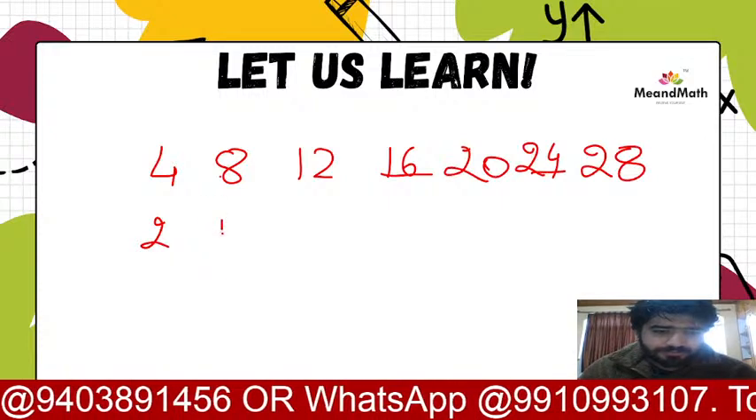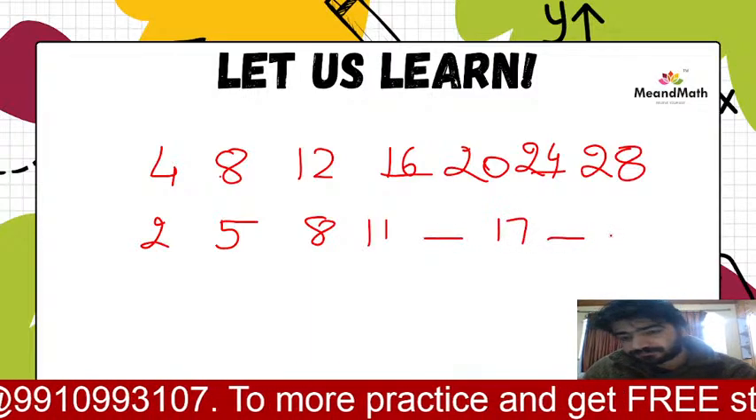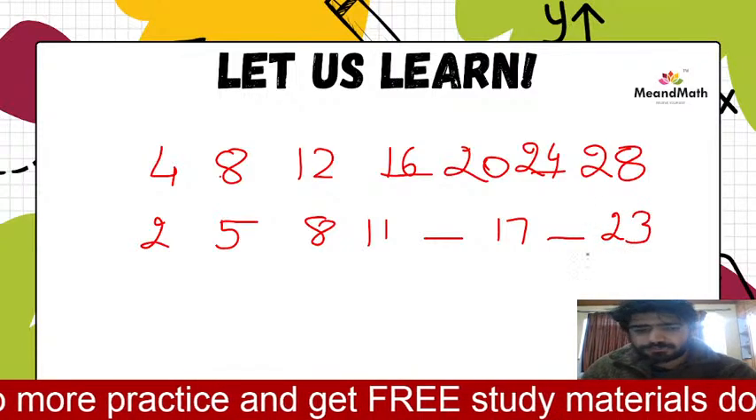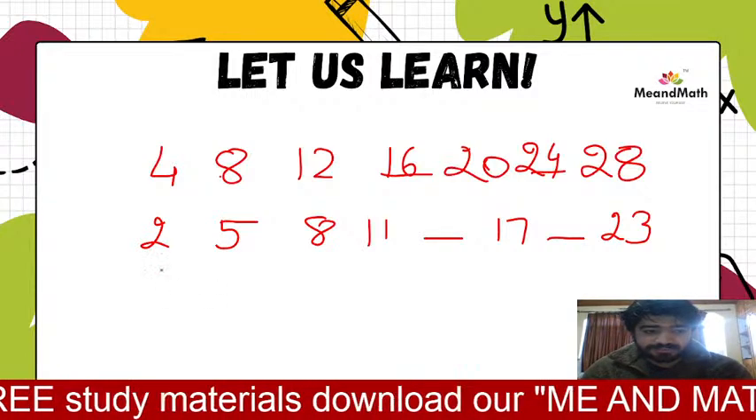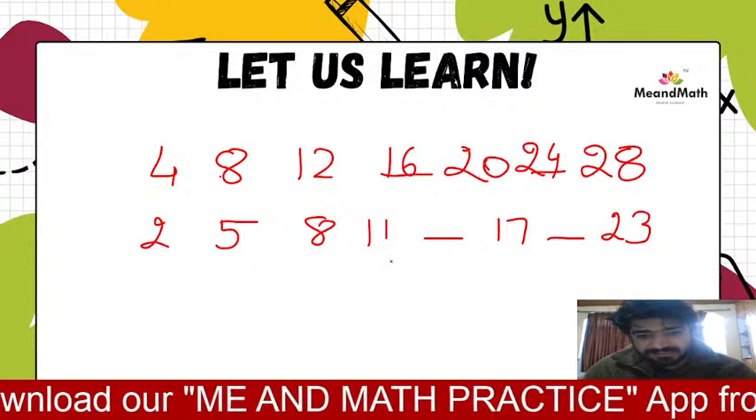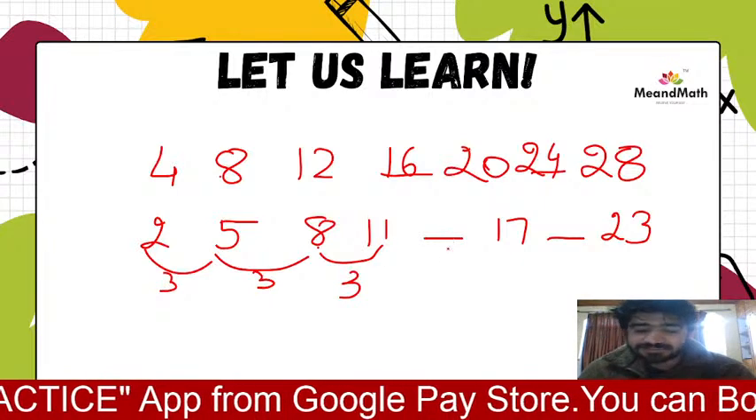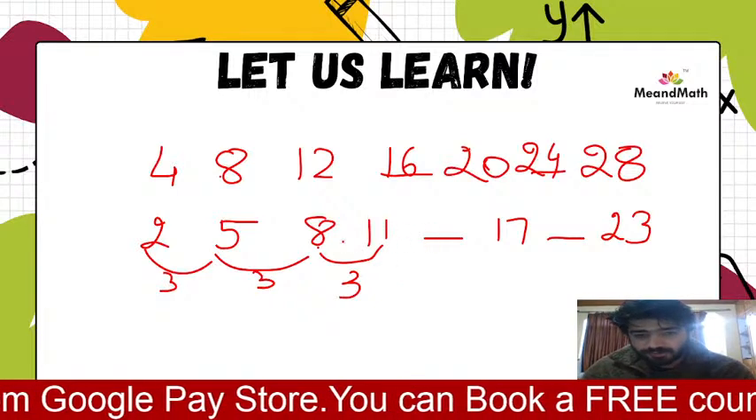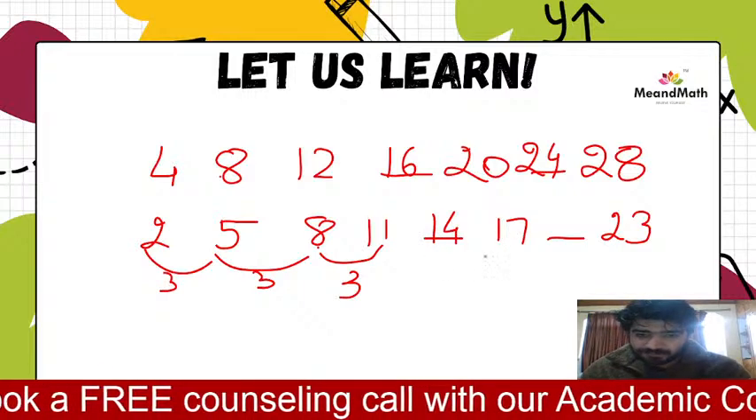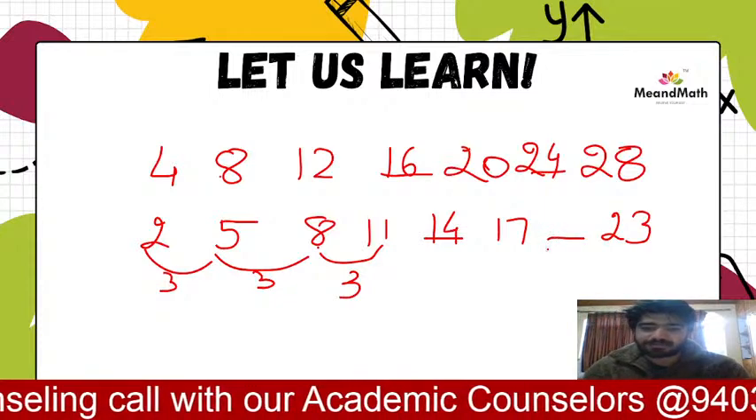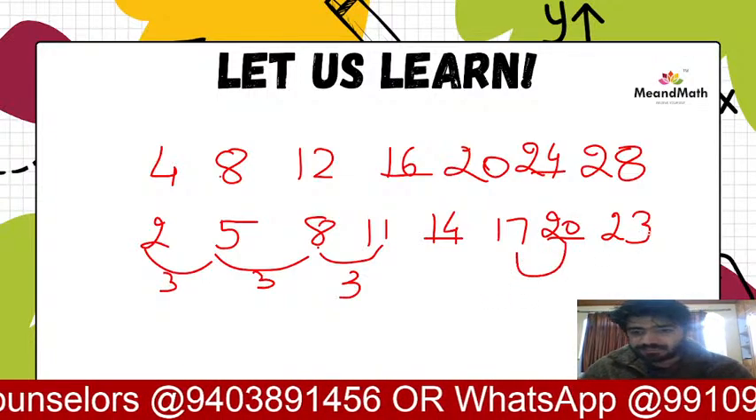Similarly, if there is a pattern like 2, 5, 8, 11, then a blank, then 17, then a blank, then 23. Now this is not in the form of a table, but what we can see is that between each number, for example between 2 and 5, there is a difference of 3, because 5 minus 2 is 3. Then 8 minus 5 is 3. Then 11 minus 8 is 3. Therefore, between 11 and the next number, there should be a difference of 3. So what will 11 plus 3 be? It will be 14. Now check: 14 minus 11 is 3, then 17 minus 14 is again 3. After 17 there is a blank. What should this number be? It should be 17 plus 3, which is 20, because 20 minus 17 is 3. Then 23 minus 20 is 3.